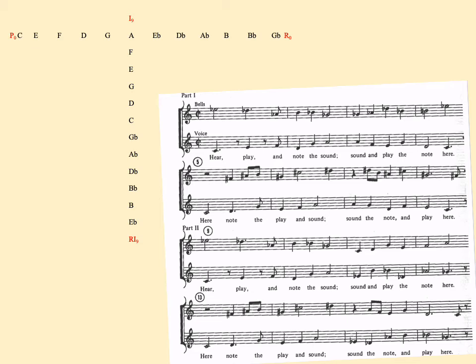So looking at the vocal part first, where he goes C, E, F, D, G, A, that's actually the first half of that prime row. So let's call it prime row 0, hexachord 1. And if you're wondering where's hexachord 2, the part that goes E flat, D flat, A flat, B, B flat, G flat, there it is in the bells on top. So what Babbitt likes to do in this piece is combine hexachords from different row forms to create aggregates.